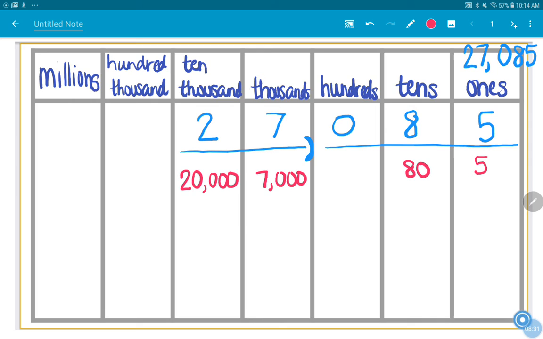To put those values into expanded form, what would I need to do? What would I do to change what I have written, where I just have the values, to make it into expanded form? Put plus signs between each one of the numbers. 20,000 plus 7,000 plus 80 plus 5.